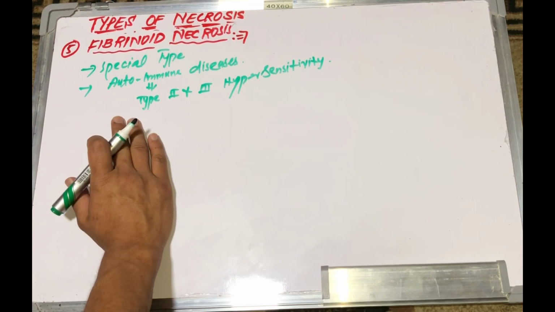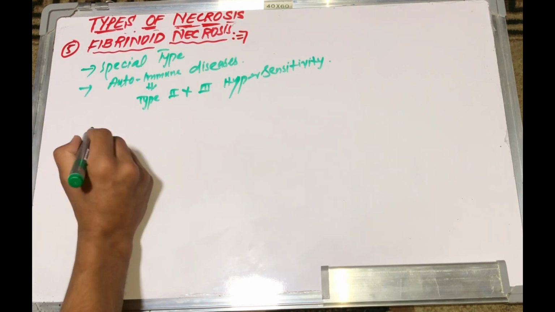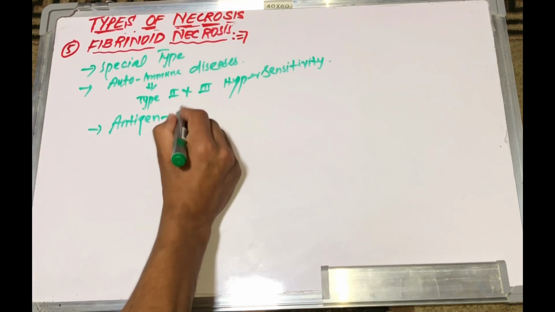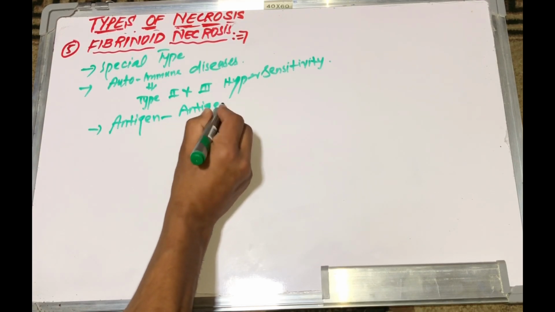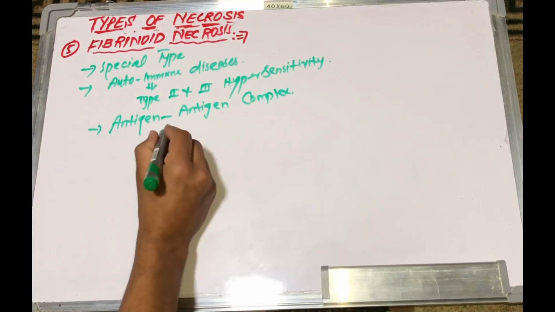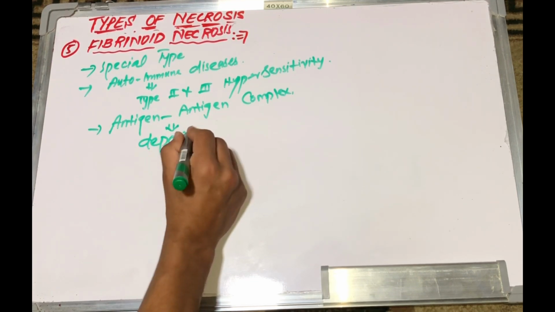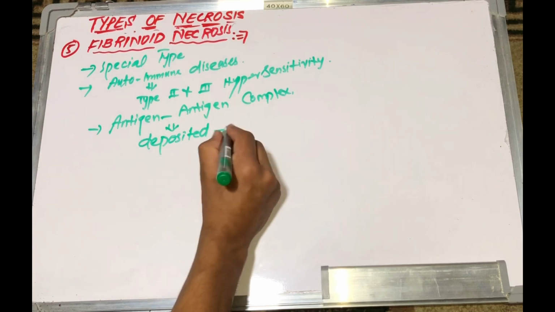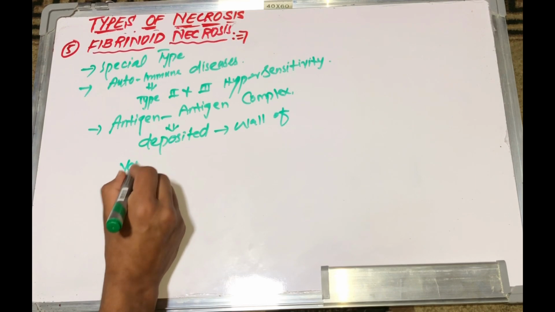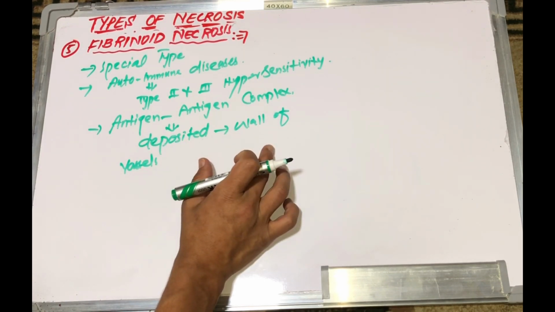For example, in type 2 and type 3 hypersensitivity reactions, antigen-antibody complexes are formed, which are deposited on the wall of vessels. Complexes are formed, and these complexes are deposited on the wall of the vessels.